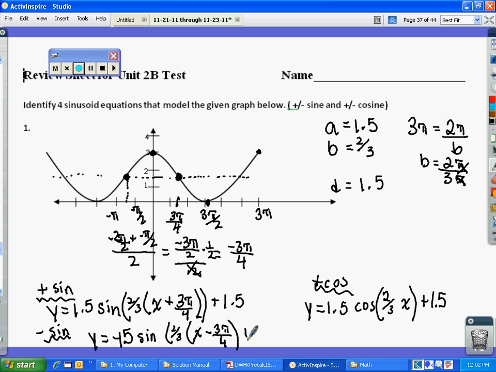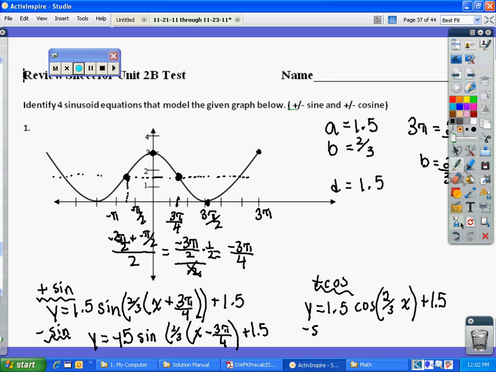And then plus 1.5. Finally, my negative cosine, I'm going to move now to this point. So again, I pick a starting point for each of my positive, negative, cosine, and sine graphs. So this one's going to start at 3 pi over 2. That's your phase shift.